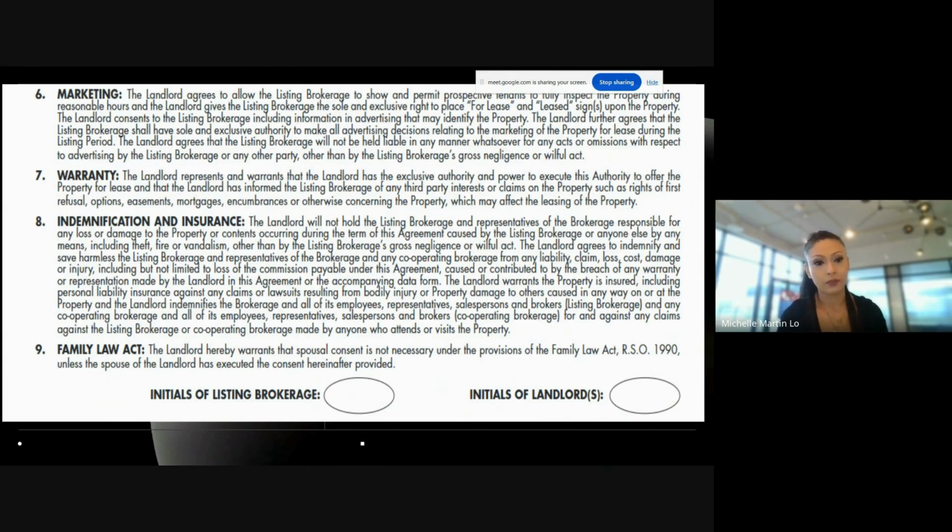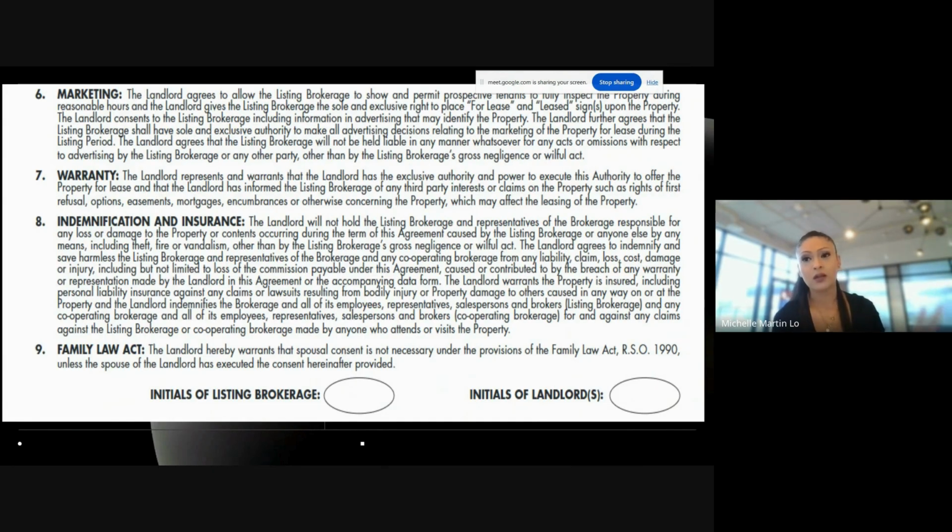Okay. Now, number 9, Family Law Act, spousal consent. Keep in mind, this is from the first recording that didn't get through because there were issues. For a lease agreement, you do not need a spousal consent, but for a sale agreement, you do need a spousal consent. That's number 1.